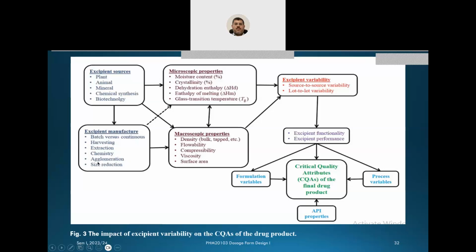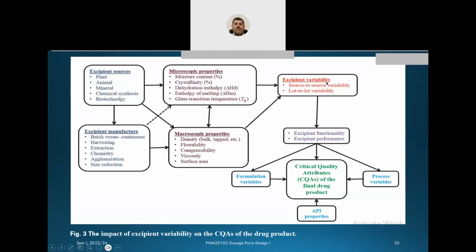The size reduction process after collection and harvesting and agglomeration may also be different from one manufacturer to another, and may result in different particle size. So these differences in processes and in source may result in differences in microscopic and macroscopic properties. They may result in differences in moisture content, crystallinity, dehydration, enthalpy of melting, glass transition temperature. They may result in differences in density, flowability, compressibility, viscosity, and surface area.